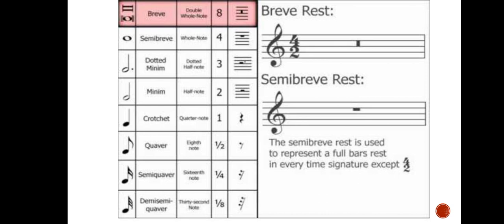Below the minim, we have a quarter note, which is called a crotchet. It has 1 beat. A quaver is half of a crotchet. If a crotchet has 1 beat, the quaver will definitely have half a beat. We have a semiquaver, which is half of a quaver. A quaver is half a beat, and the semiquaver will be half of a half, which is a quarter beat.